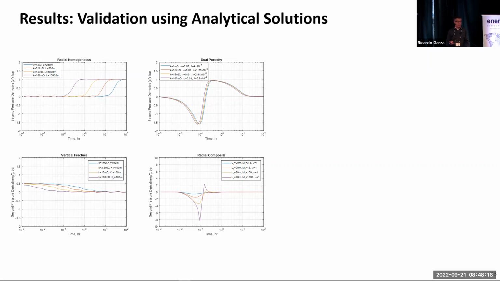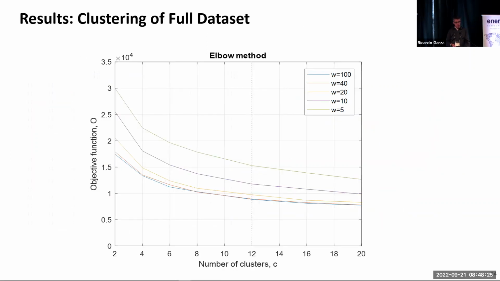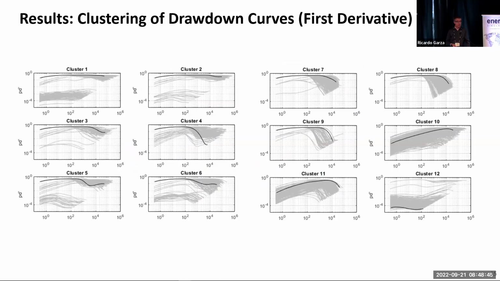And in this case, the true class and the predicted classes agreed again very nicely with each other. So for the full data set of over 2,500 curves, we found that we have 12 different clusters of pressure drawdown behavior. And what you see is for different window sizes, or different ways you can set up this dynamic time warping algorithm, we always came up with these 12 different clusters.